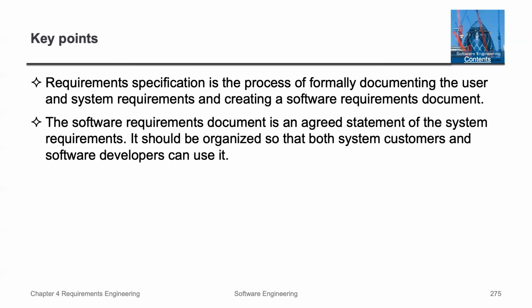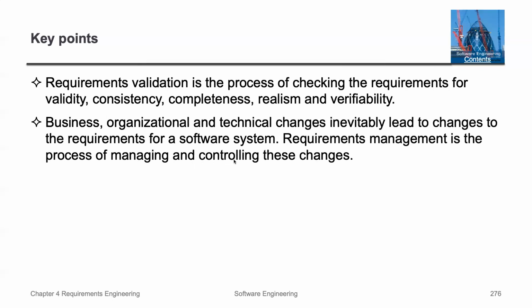Requirements specification is the process of formally documenting the user and system requirements and creating a software requirements document. The software requirements document is an agreed statement of the system requirements. It should be organized so that both system customers and software developers can use it. And finally, requirements validation is a process of checking the requirements for validity, consistency, completeness, realism, and verifiability.